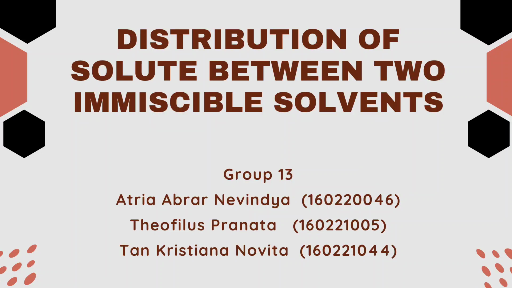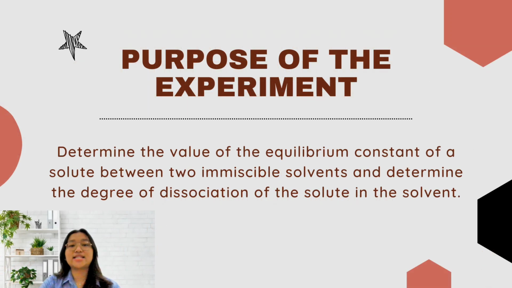Hello everyone, we are from group 13 and this time we will present our experiment about the distribution of solute between two immiscible solvents. The purpose of this experiment is to determine the value of the equilibrium constant of a solute between two immiscible solvents and determine the degree of dissociation of the solute in the solvent.